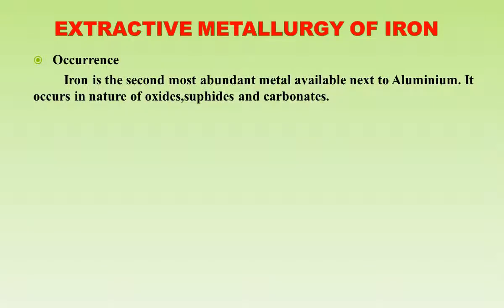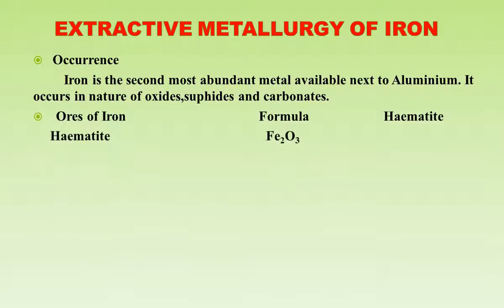Iron is the second most abundant metal next to aluminium. It occurs in nature as oxides, sulfides and carbonates. So it is the second most abundant metal. And what are the ores of iron? Hematite, magnetite, iron pyrite. The formulas: hematite Fe2O3, magnetite Fe3O4, iron pyrite FeS2.